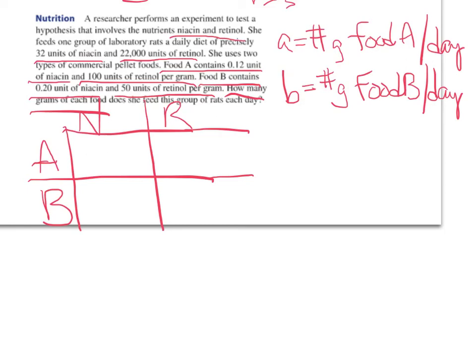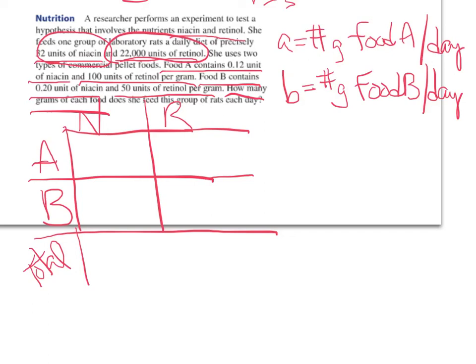Now, what are we given in the problem? She has to give the rats precisely 32 units of niacin and 22,000 units of retinol. That's the total amount that she gets from feeding the rats these two types of food. So we need one more row, and that row is the total row, because we know that the total amount of niacin is 32 units, and we know that the total amount of retinol is 22,000 units. So that goes there.